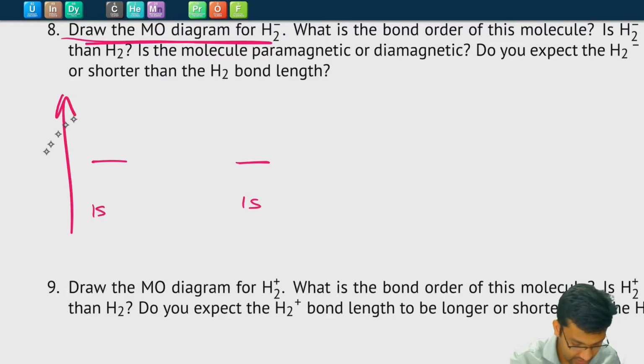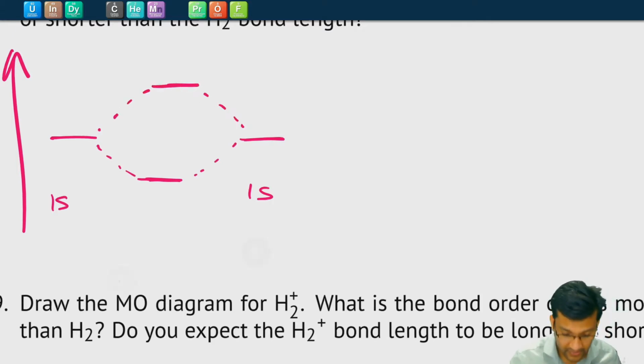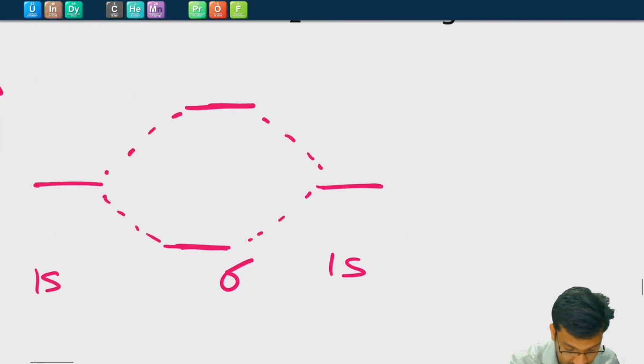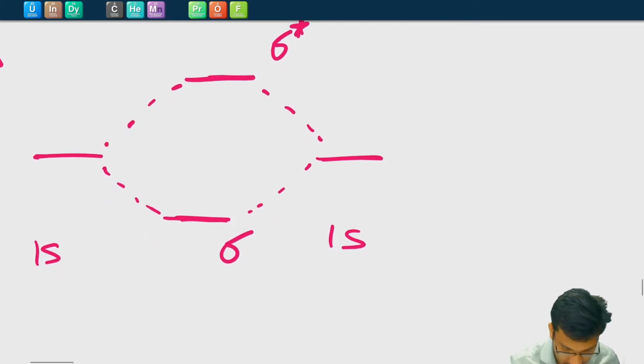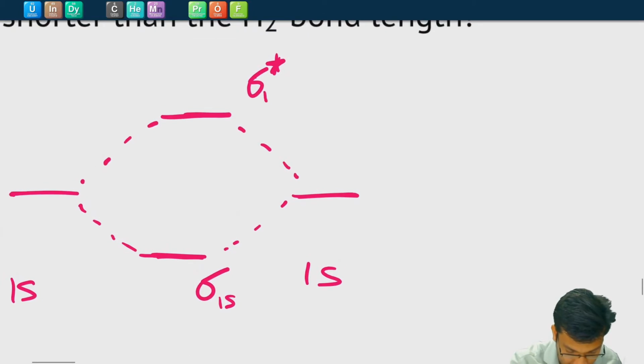If we're looking at energy going this way, 1s orbitals. When they come together, they form an orbital that's lower in energy and an orbital that's higher in energy, right? The lower in energy one, from the 1s orbitals coming together, is a sigma orbital. The one that's higher in energy is a sigma antibonding orbital, or sigma star orbital. And just to keep track of where it came from, we're going to put a 1s there and a 1s there, to show that they came from 1s orbitals.